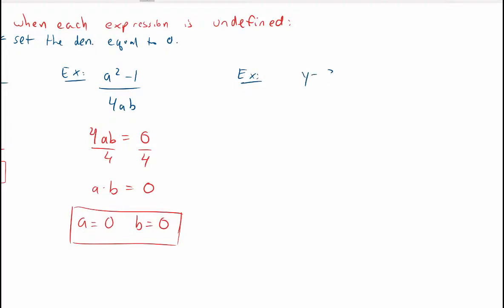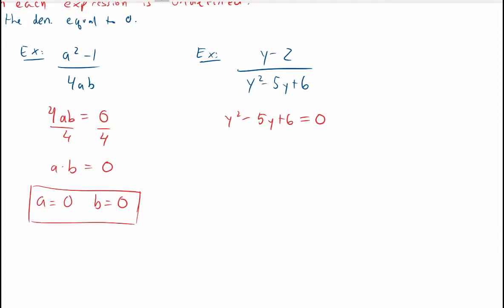Suppose we have something like y minus 2 over y squared minus 5y plus 6. Here's our rational expression. We know a rational expression is undefined when the denominator is equal to 0. So we're going to take our denominator and set it equal to 0. And you'll notice right away we have a second degree polynomial, so we know what kind of equation this is. Good, a quadratic equation.